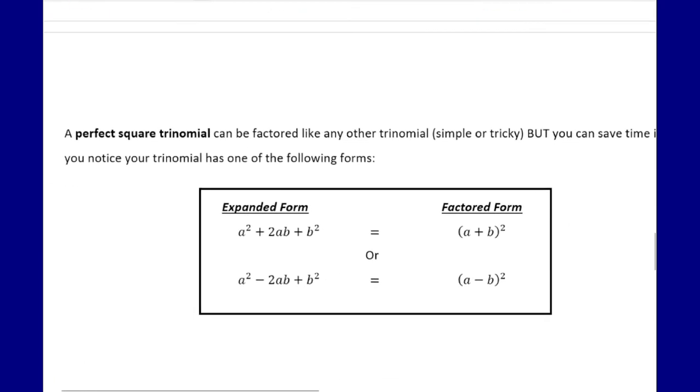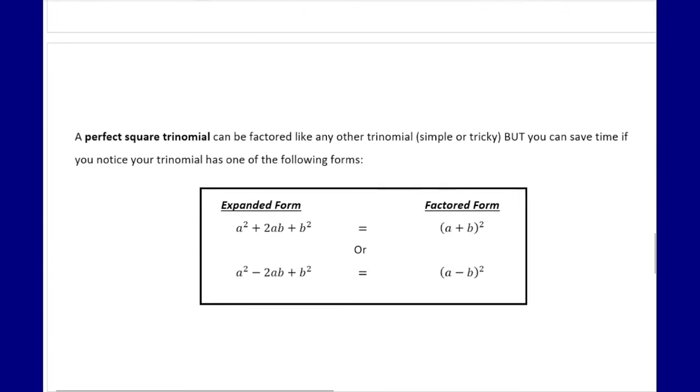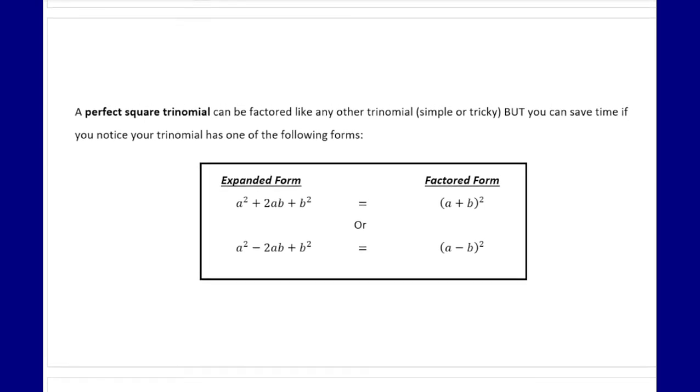So a perfect square trinomial can be factored like any of the other trinomials, whether it's a simple or tricky trinomial. But we can save time if we recognize the pattern. If we recognize those values, or if we're told that it's a perfect square trinomial, we can quickly go through and factor it right away. Now, if you can't recognize that pattern, that's fine, because you can factor it using the previous two methods that we learned.